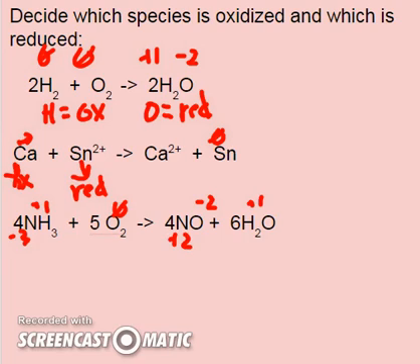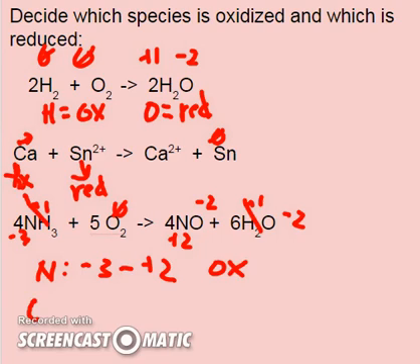And over here I'm going to have a +1 on my hydrogen, a -2 on my oxygen. So my hydrogen is actually the spectator here, or not being oxidized or reduced. Nitrogen is going from -3 to +2. That means it's lost electrons or is being oxidized. And to double check that that makes sense, oxygen is going from a 0 to a -2. So it has gained electrons and is being reduced.